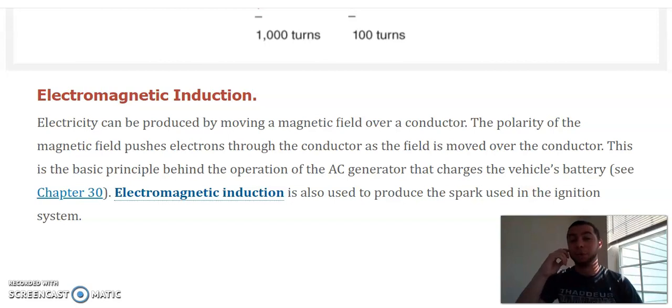So electricity can be produced by moving a magnetic field over a conductor. The polarity of the magnetic field pushes electrons through the conductor as the field is moved over the conductor. Sounds a little confusing. That's okay. You're just learning. This is the basic principle behind the operation of AC generation that charges a vehicle's battery. AC generation, that's right. You guys did a task sheet.